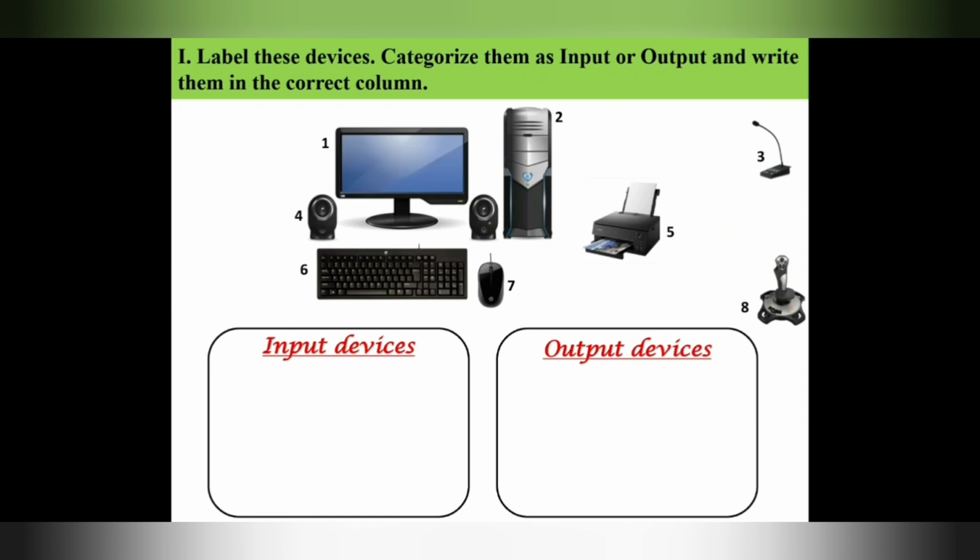First one, label these devices, categorize them as input or output and write them in the correct column. So we have to find the names of the given devices. Shall we start? Which is the name of the first device? The first device is monitor.